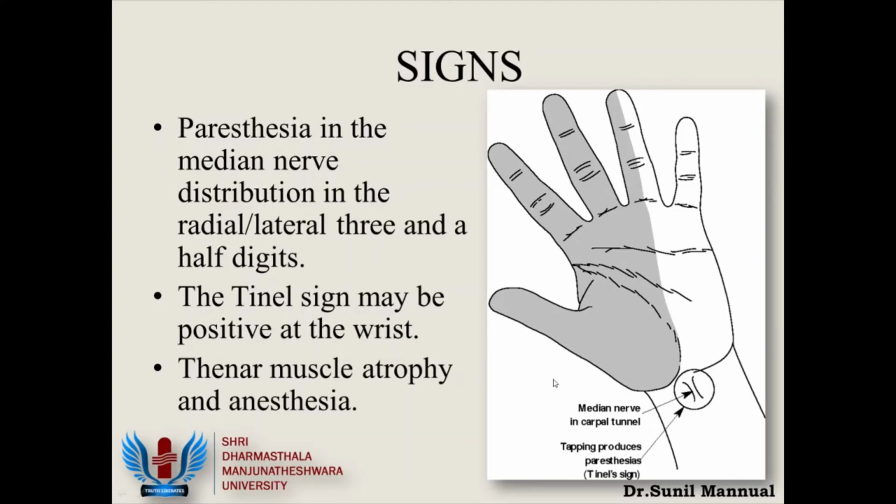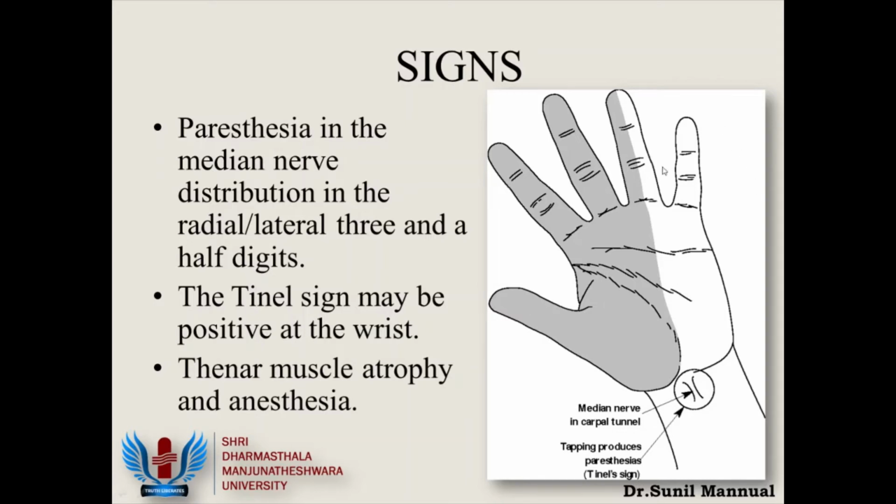So how do we carefully examine for paresthesia in these fingers, that's in the lateral 3.5 digits? The first thing would be to take both the hands of the patient and show the patient by comparison that the area that the patient is symptomatic has got a different sensation as compared to the opposite side.